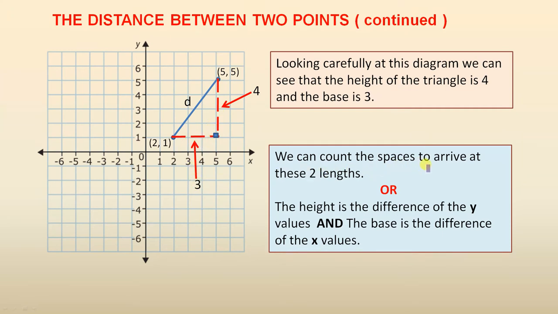We can count the spaces to arrive at these 2 lengths, or the height is the difference of the y values. 5 take away 1 gives you 4. So remember, the difference of the y values gives you the height. And the base is the difference of the x values. So for the 3, we have 5 minus 2 equals 3. So we'll move on to the next slide.